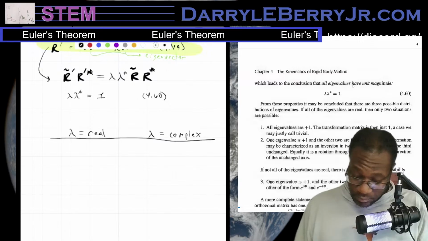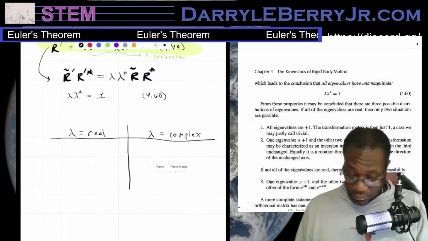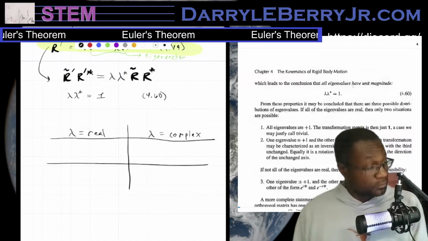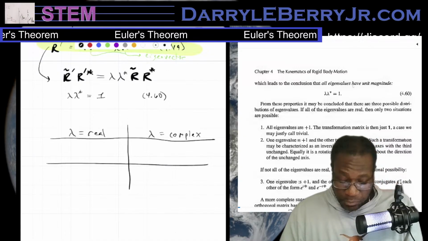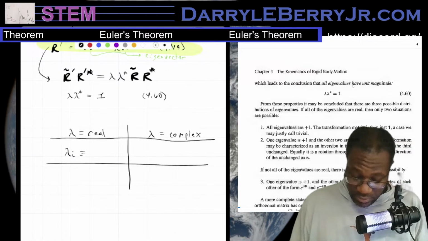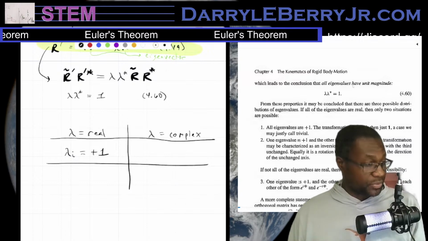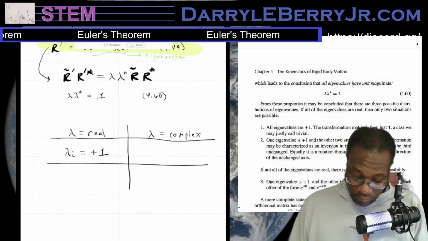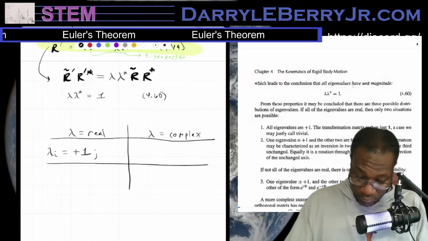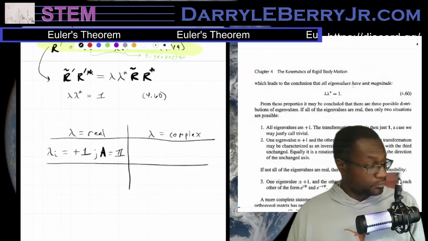So we have 2 situations for real and 1 for complex conjugate. First, all eigenvalues are +1: lambda i equals +1. The transformation matrix then is just 1, A equals the identity matrix.